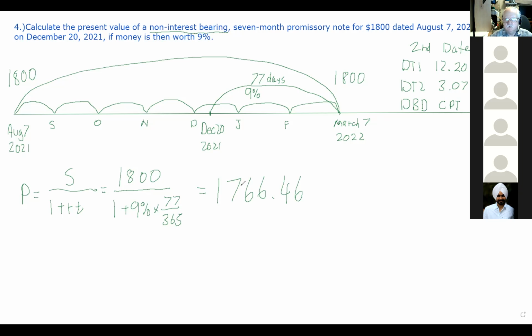Sir, if we calculated days from August 7, 2021 to December 2021 for calculating the present value, do we need to know the number of days? No, sir, for the present value, as the question demands, we have to calculate it on December 20th. Yeah, we have to calculate from December 20th to March 7th, right? Because we need to know that this is 77 days. I'm not sure if I understand your question.